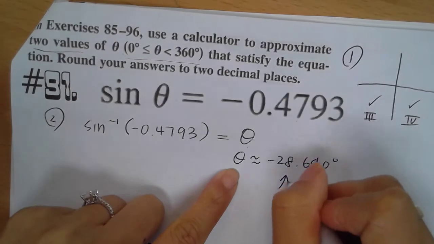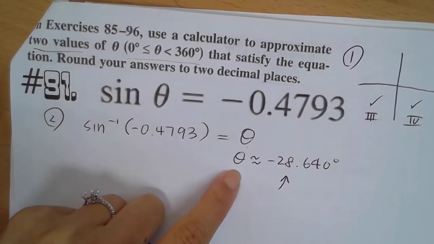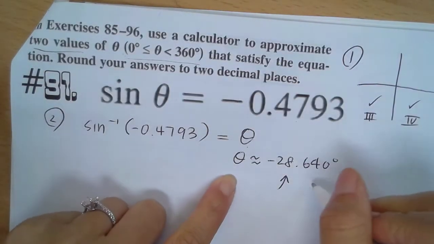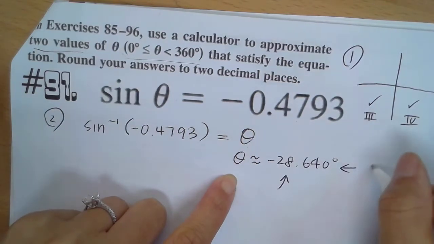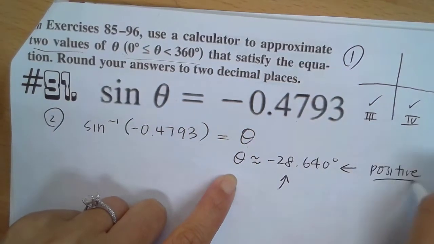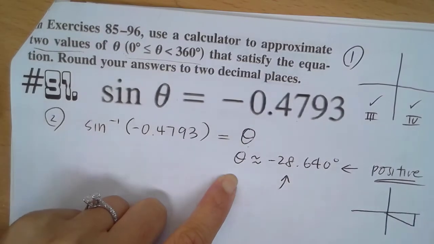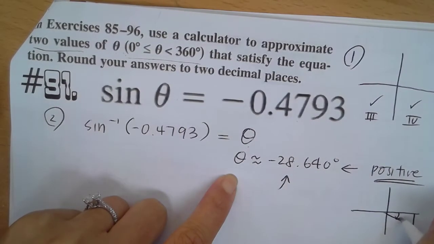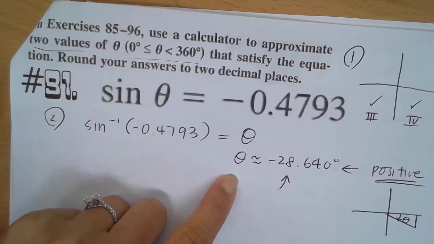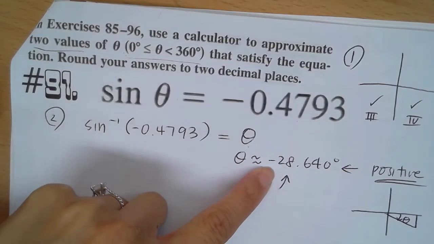So what is this actually? Right? What is this actually? You're right. When it's positive, that's actually right here. Which means this guy is actually your reference angle when positive. So 28.648 degrees, it's going to go this direction, but that's your reference angle.